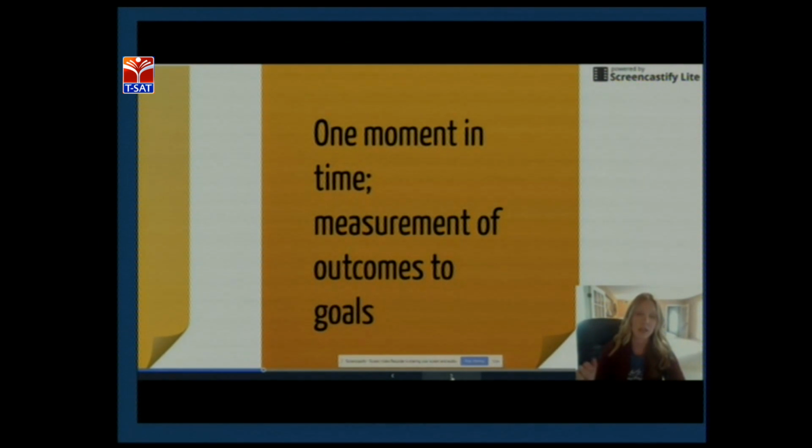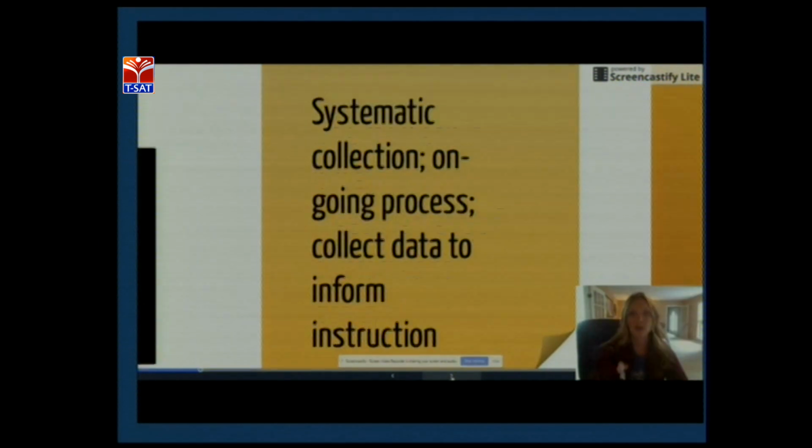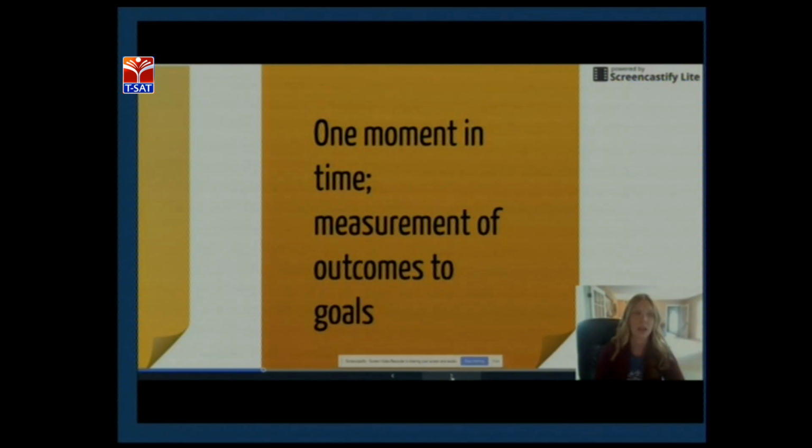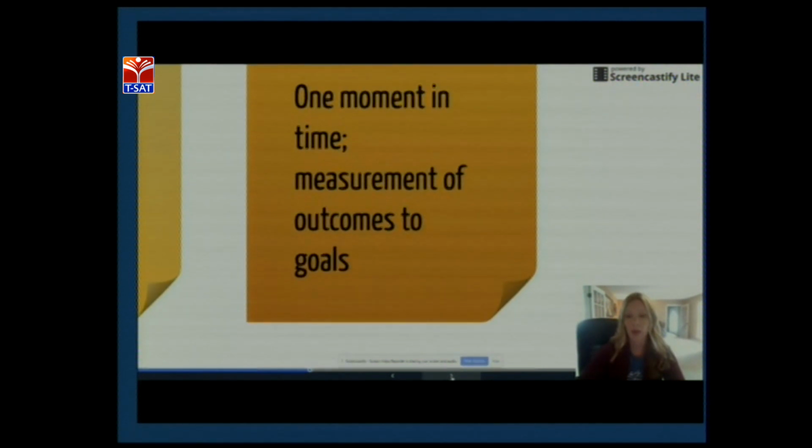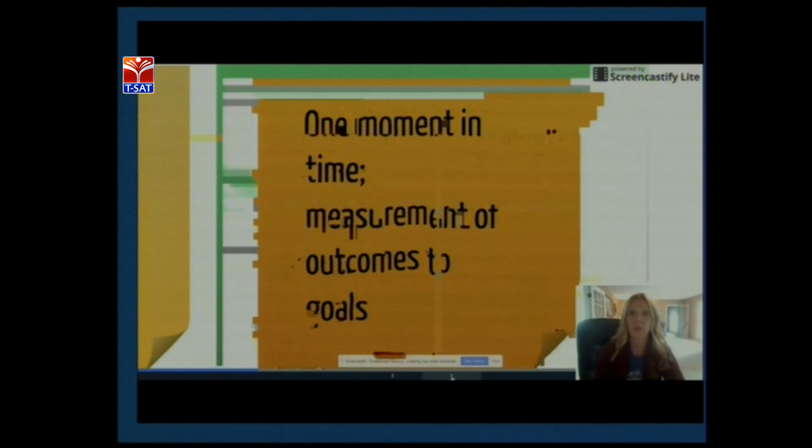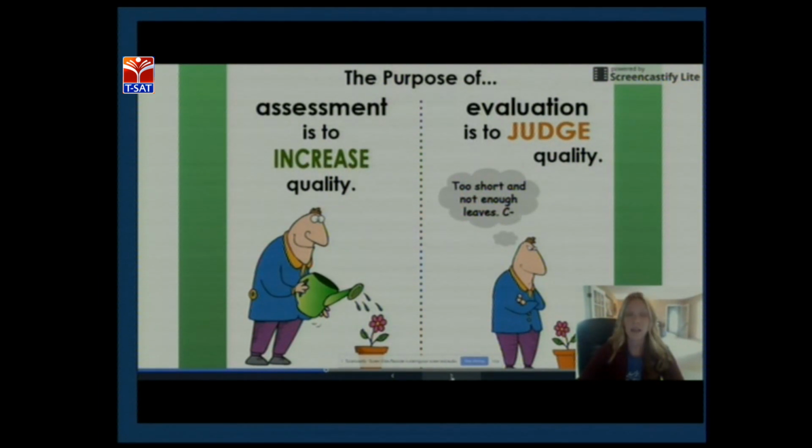So there's a number of things that you're evaluating them on, and you're giving them kind of a one-shot opportunity to demonstrate what they know. And so another way to look at it is assessment is to increase the quality, and evaluation is to judge the quality after it's done. So it's a little bit about what I'm having you do right now.